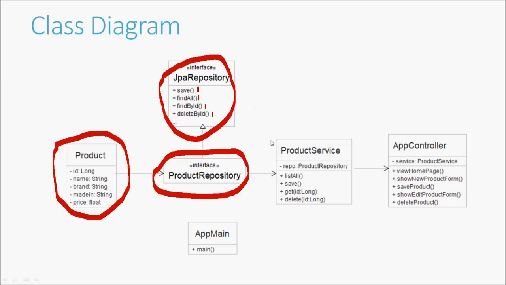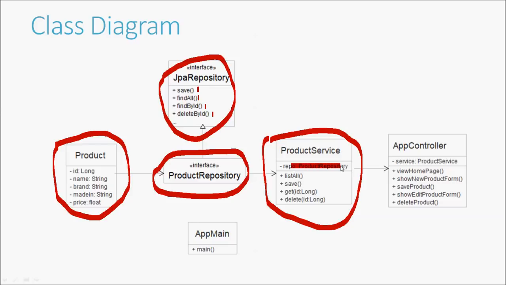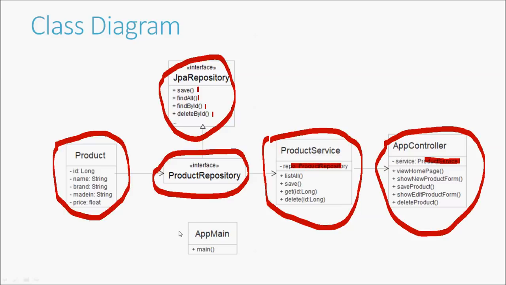And in the business service layer, we will code the ProductService class that uses an instance of the ProductRepository. And in the controller layer, we code the AppController class, which is a Spring MVC controller class to handle requests and responses from the clients. It uses an instance of the ProductService class. And finally, we write the App main class to start the Spring Boot web application. So with Spring Boot, we don't have to write any configuration classes, as it takes all the sensible defaults. We just focus on coding the business logic for our application.